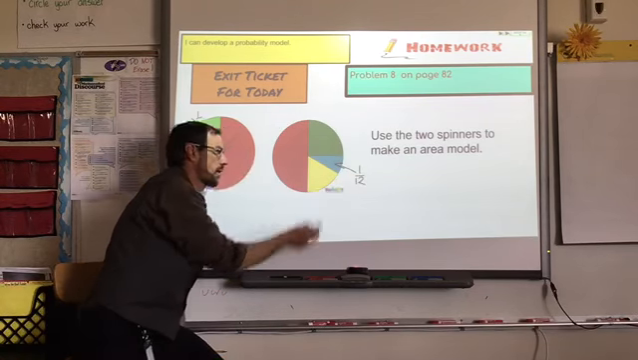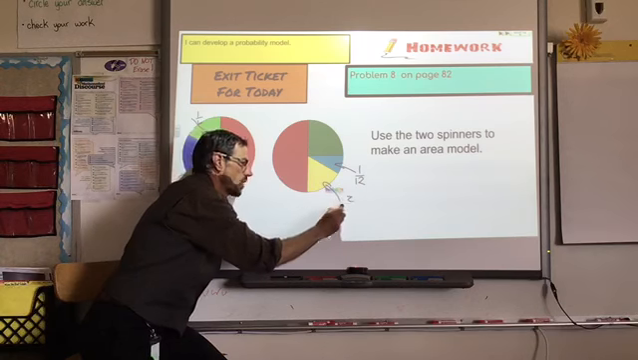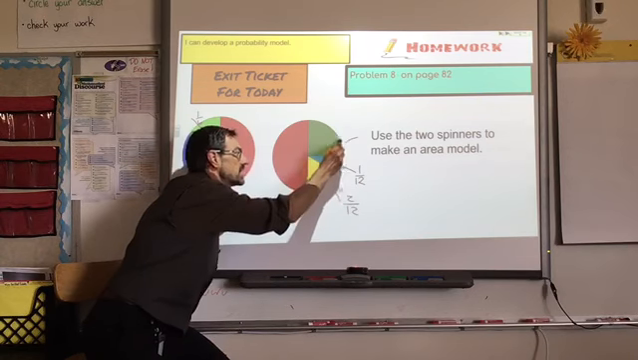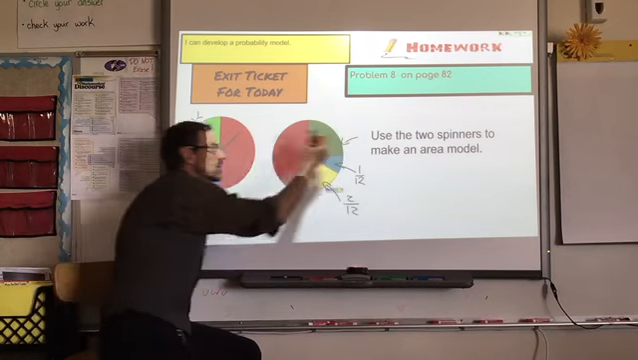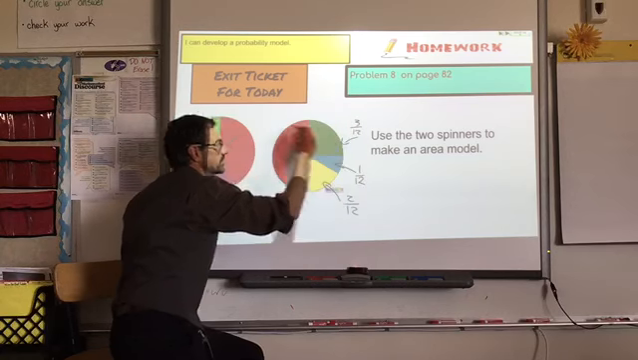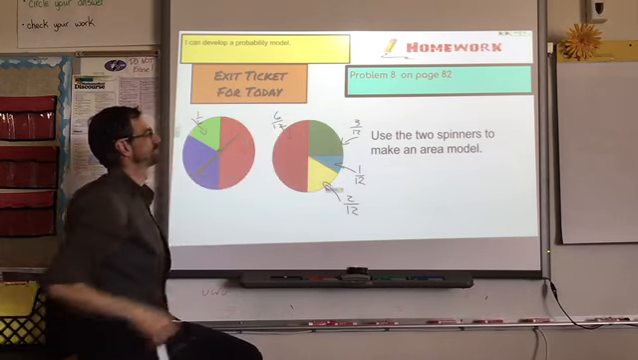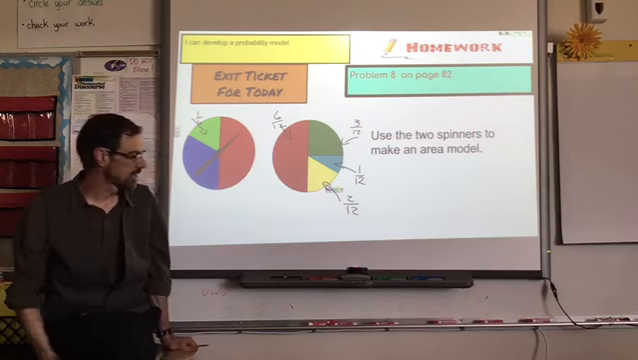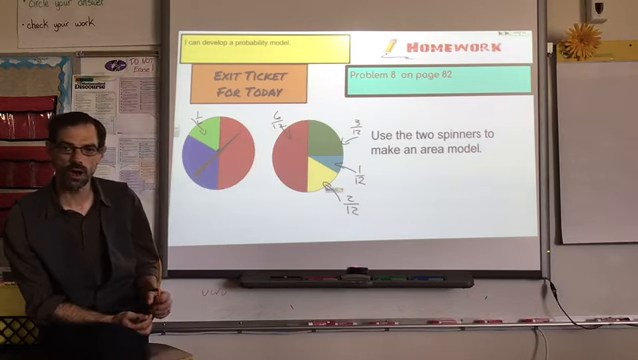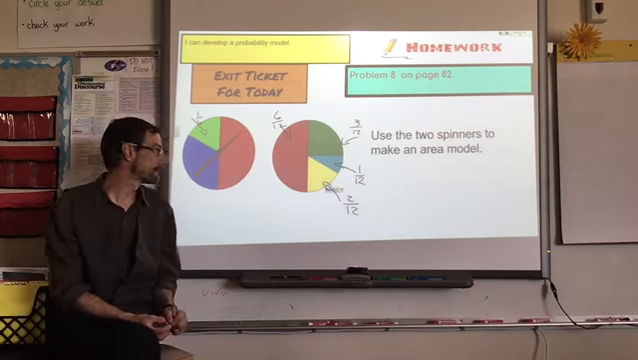So if that's 1/12, we know that is 2/12. This is 3/12. This is 6/12. And then from there, you have no problem making that area model.